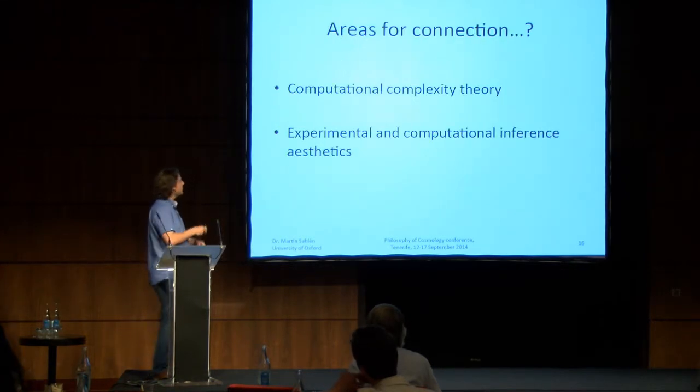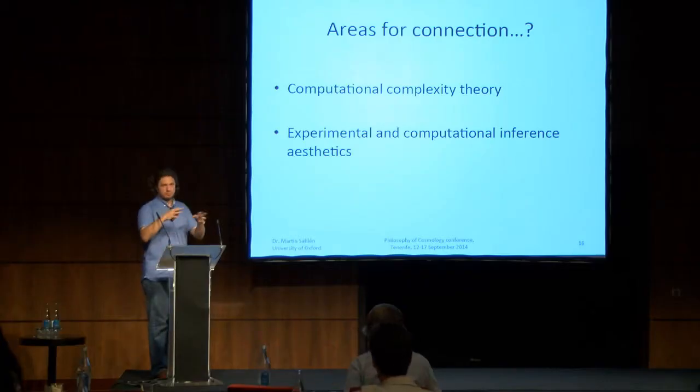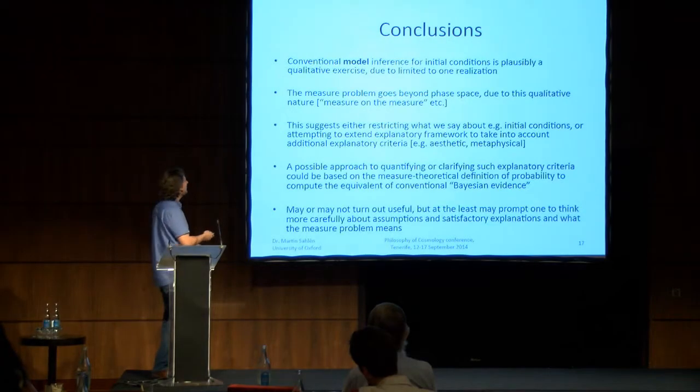So possible areas which might be relevant for these considerations, well, computational complexity theory in the context of the possibility space, perhaps also the aesthetic qualities. There's also experimental and computational inference aesthetics, which tries to address some of these criteria. And so, well, that's a bit of speculation.